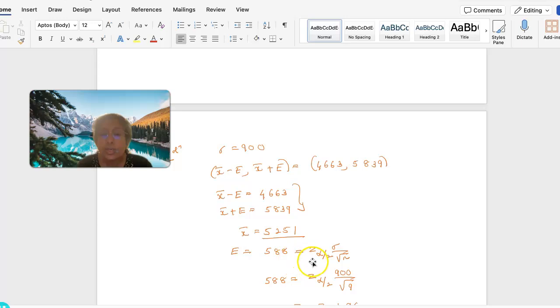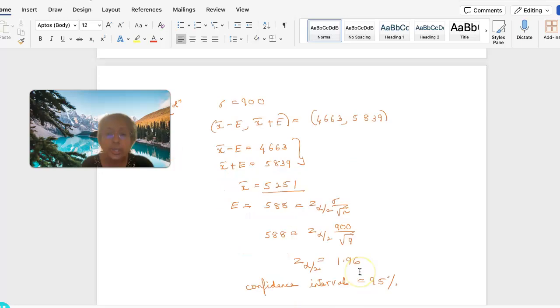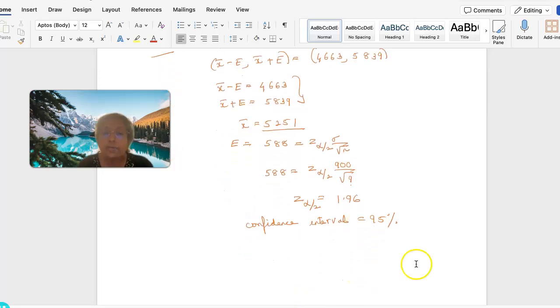But e is Z alpha by 2 sigma by root n, the error term. And now you substitute for sigma and n. So you get Z alpha by 2 is 1.96, and we had already seen the values earlier. The confidence level would be 95%.